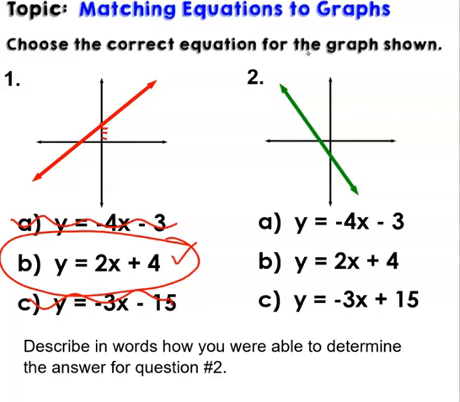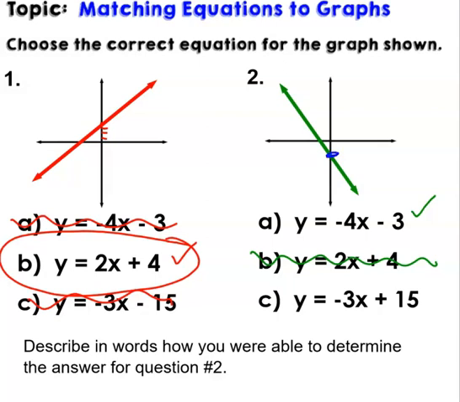All right, let's take a look at the green graph on the right-hand side. It looks to me like this slope is going downhill, so that's going to have a negative slope number. So when I look at my options here, A has a negative slope number, that's possible. B has a positive slope number, so I'm going to cross that off. And C has a negative slope number, so that's also possible.